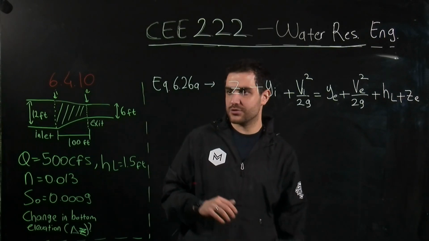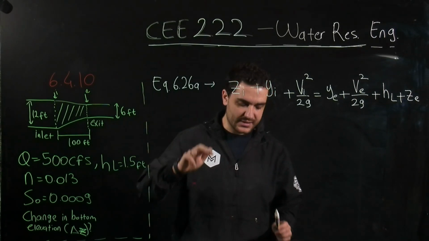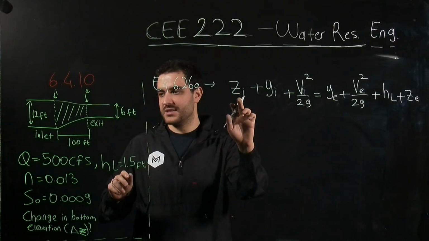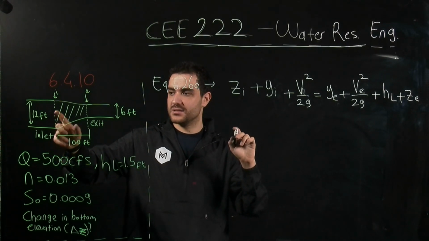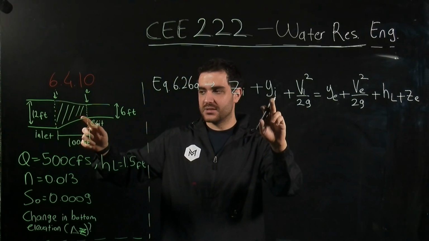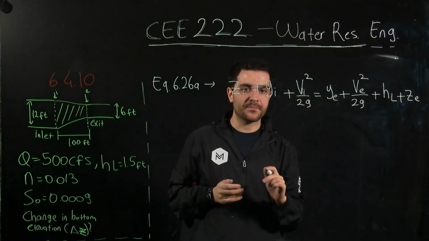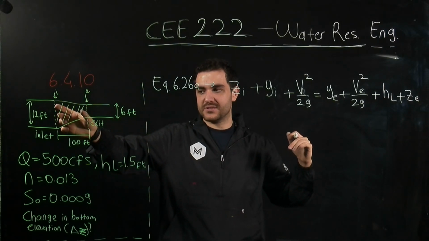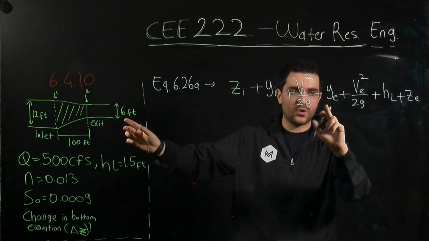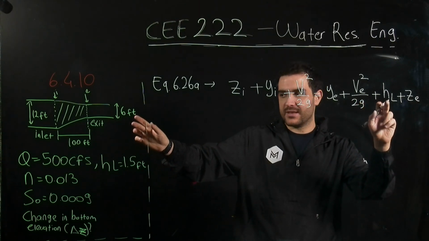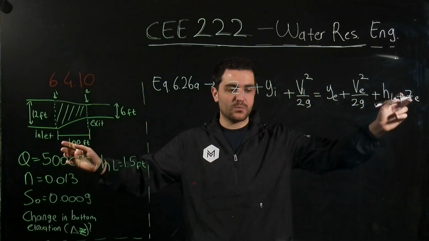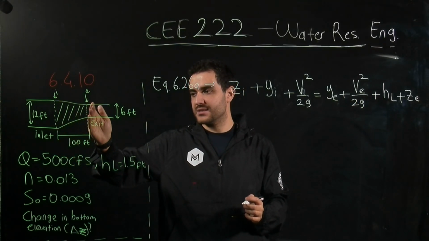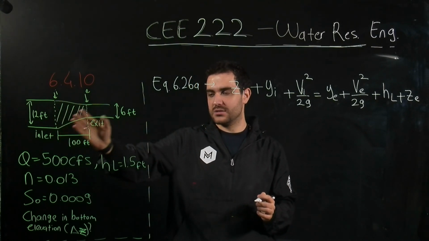If you check your textbooks, you will find this equation, 6.26a. It says this is the bottom elevation at the inlet. We have the water depth, and also at the inlet we have the velocity head. Now we go to the exit from this transition channel, and we have the water depth, the velocity head, the head loss, of course, and the bottom elevation. We have head loss in this part because this is the inlet and this is the exit, so there will be some head loss throughout.